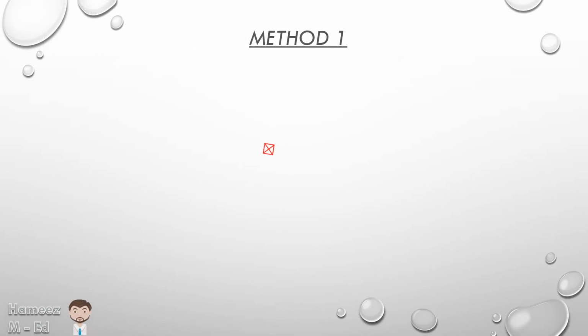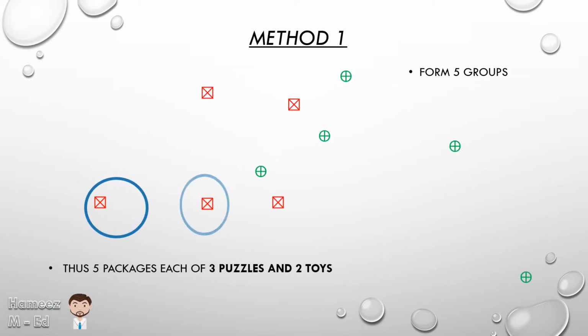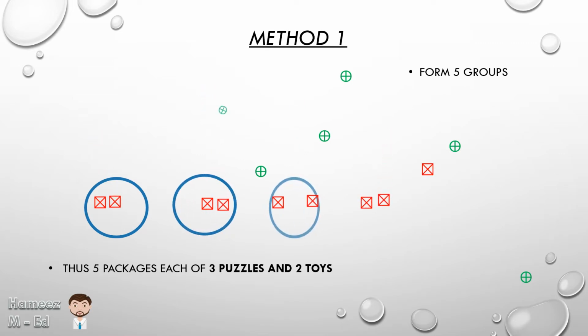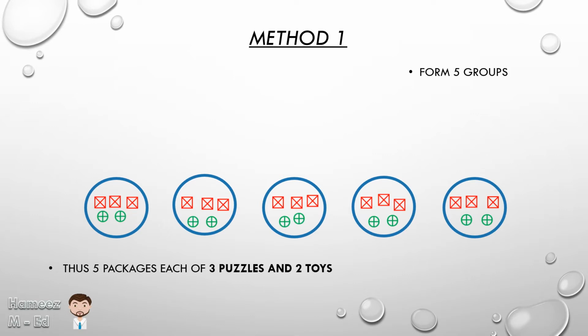In the first method, we put the 15 puzzles and 10 toys together and form 5 groups. As we distribute the square red puzzles one at a time into each blue group, we then do the same for the green circle toys. We can see that each one of the groups gets 3 puzzles because there were 15 puzzles in all, and there were 10 toys, with each person getting 2 toys.